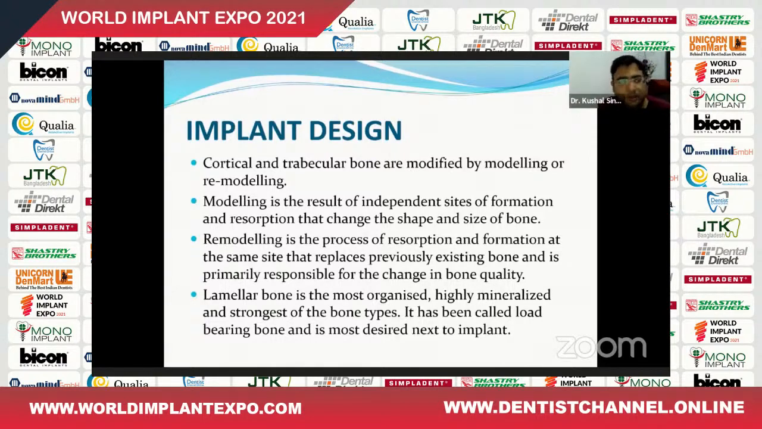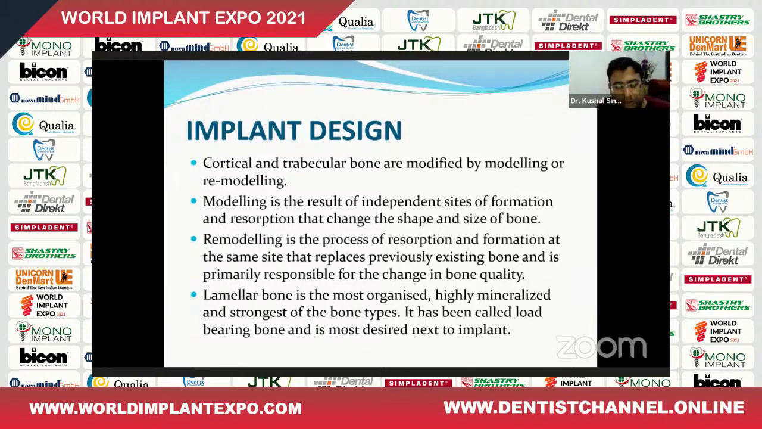Now we'll talk about the implant design. Cortical and trabecular bone are modified by modeling or remodeling. Modeling is a result of independent sites of formation and resorption that change the shape and size of bone. Remodeling is the process of resorption and formation at the same site that replaces the previously existing bone, and is primarily responsible for the change in bone quality.